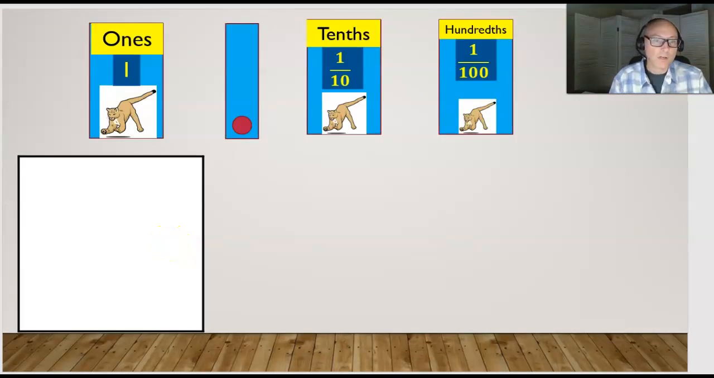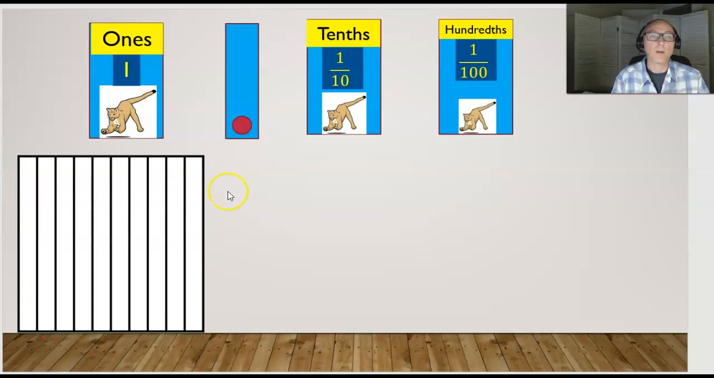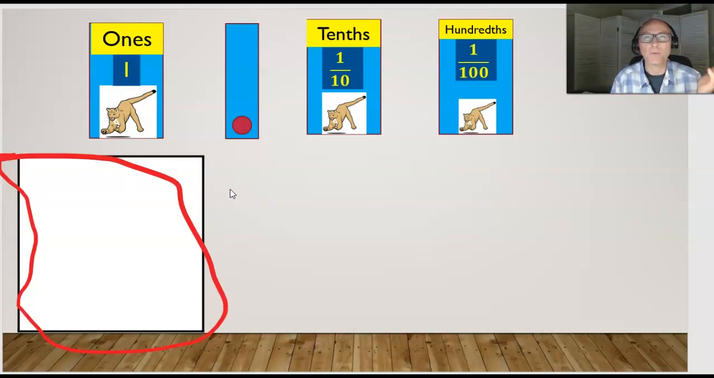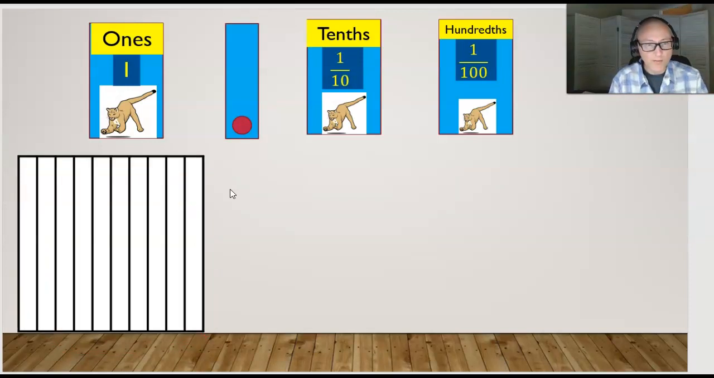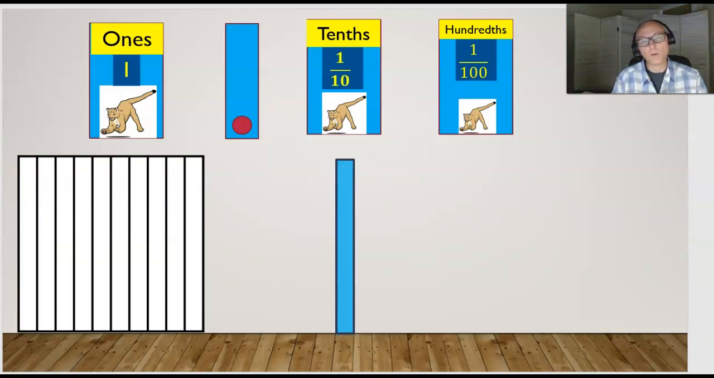So we're going to start here. This whole white box represents one. I know you're used to it being 100, but right now I need you to shift your way of thinking and look at this as just one. But if you break that one into 10 equal pieces, how much is each one of these pieces worth? Well, that's a tenth. One out of 10 equal. So let's slide one of those right over here, because that's a tenth. We're talking about a tenth now.